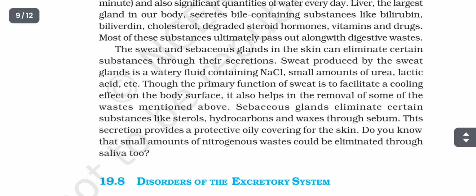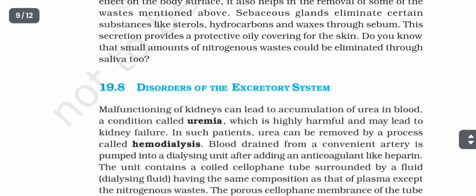The sweat and sebaceous glands in the skin can eliminate certain substances through their secretions. Sweat produced by the sweat glands is a watery fluid containing NaCl, small amounts of urea, lactic acid, etc. Though the primary function of sweat is to facilitate a cooling effect on the body surface, it also helps in the removal of some of the waste mentioned above. Sebaceous glands eliminate certain substances like sterols, hydrocarbons and waxes through sebum. This secretion provides a protective oily covering for the skin. Do you know that a small amount of nitrogenous waste could be eliminated through saliva too?